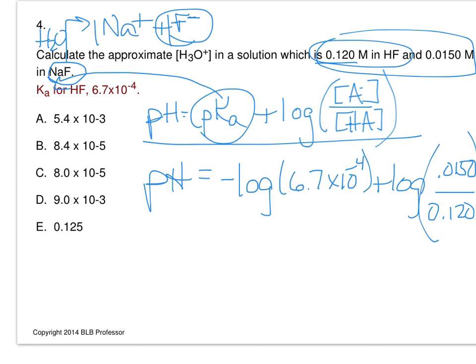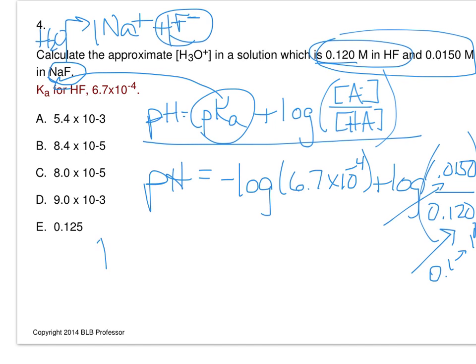And if you haven't noticed already, this is an okay buffer, but notice that there's a whole lot more of the weak acid present, almost 10 times more than there is the weak base or the conjugate base. That's okay, because if you remember, the range of this ratio should vary from 0.1 to 10, and it does. So I just wanted to point that out.